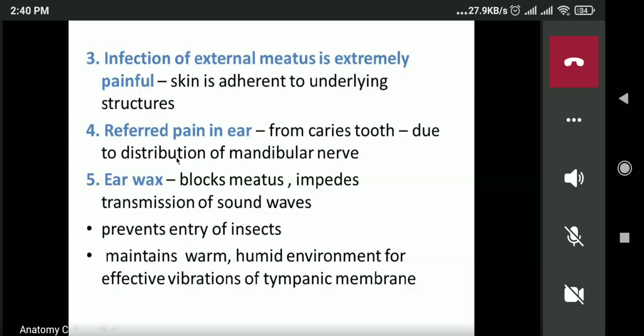Now, earwax, the ceruminous glands, isn't it? The ceruminous glands are present in the concha or in the lateral part of the external acoustic meatus, which secrete the earwax. Whenever there is wax, what happens? It blocks the meatus, so it impedes the transmission of sound waves. The other advantage is it prevents entry of insects. And it also helps to maintain a warm and humid environment for the vibrations of the tympanic membrane.